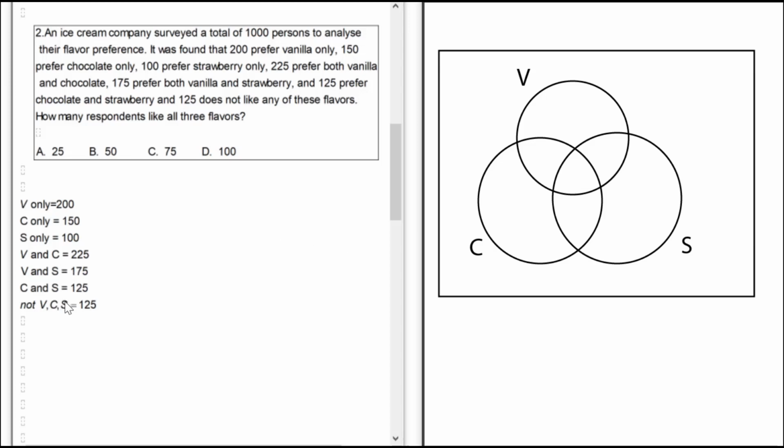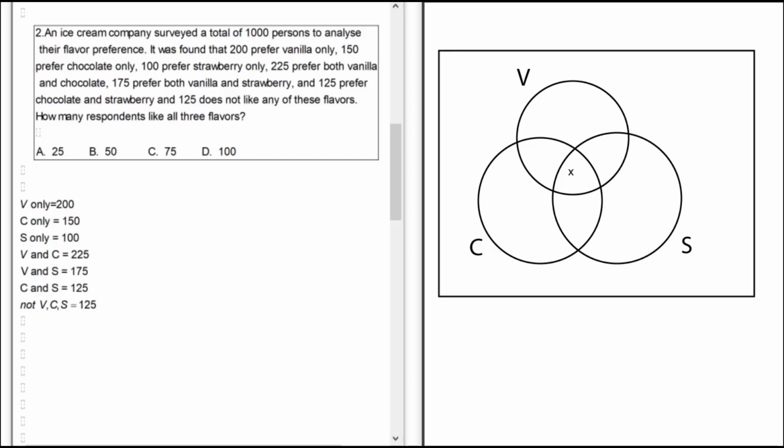Apparently, we don't have the value for that because that is what is asked in the problem. We are asked how many respondents like all 3 flavors. So we will denote this overlap here as X. So what other information can we put here?